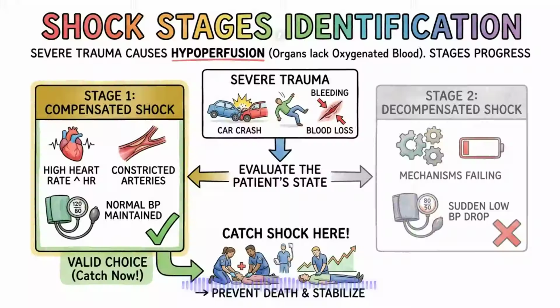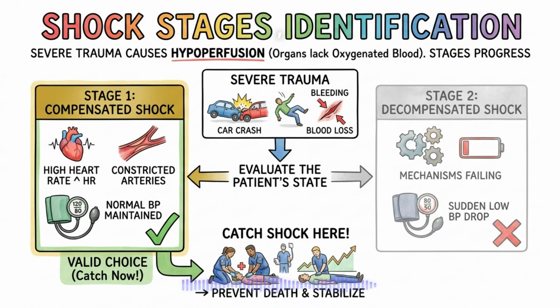All severe trauma eventually leads to shock, which is medically known as hypoperfusion, a state where the organs are not receiving enough oxygenated blood to survive. Shock progresses through stages, beginning with compensated shock, where the body panics and tries to save itself by increasing the heart rate and constricting blood vessels to maintain blood pressure.